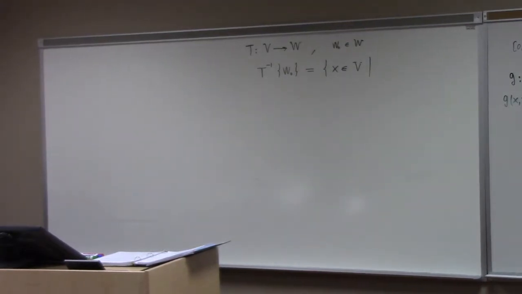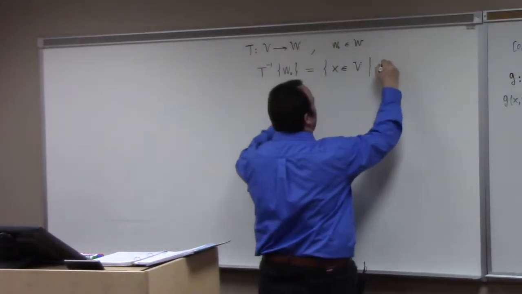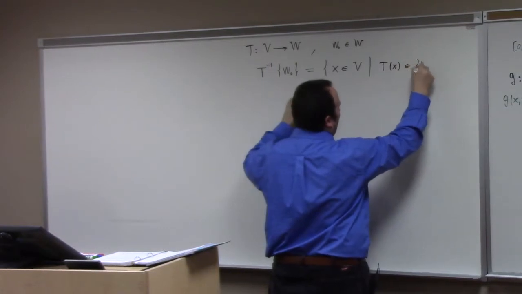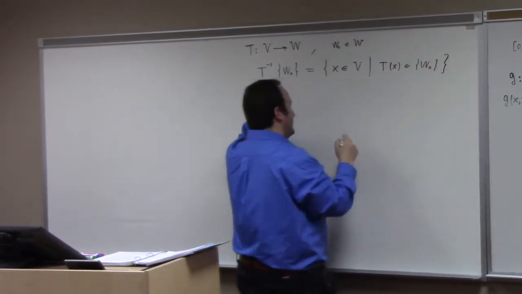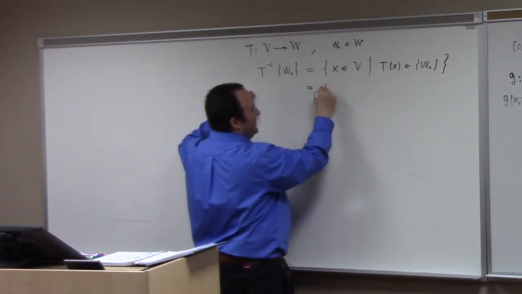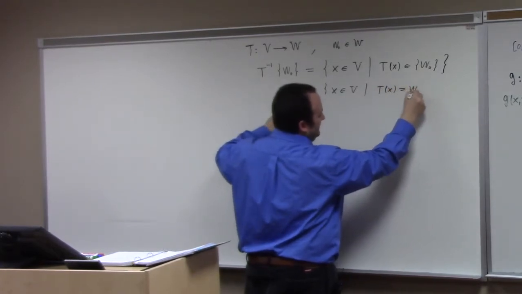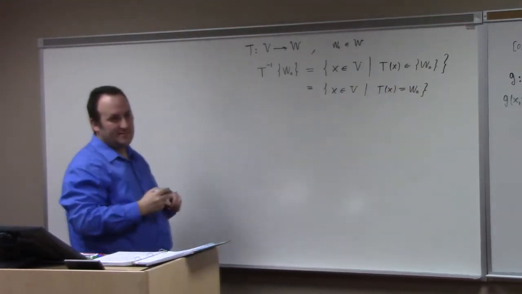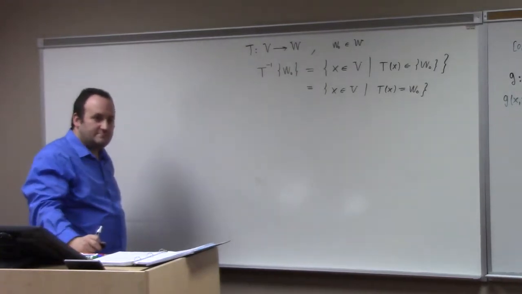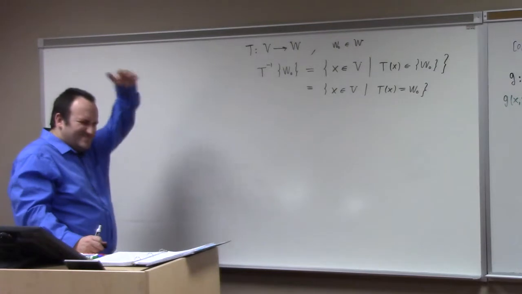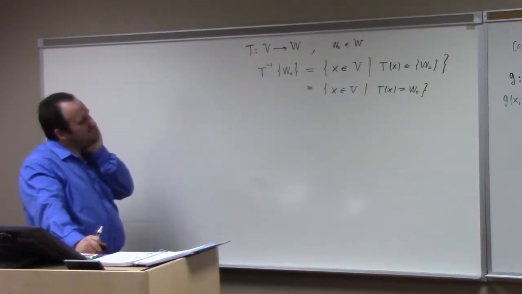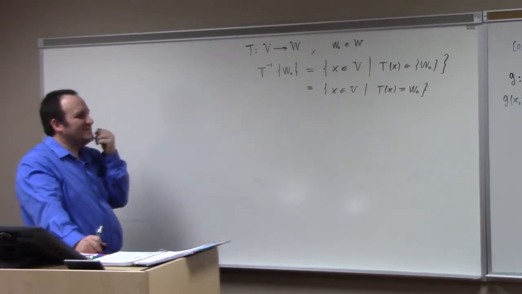T of x is in the set containing W naught, right? T of x is in the singleton. You said T of x is an element of W naught. Of course, we can restate this in terms of equality, right? You said T of x equals W naught? I mean, that's equivalent, right? So what is that?